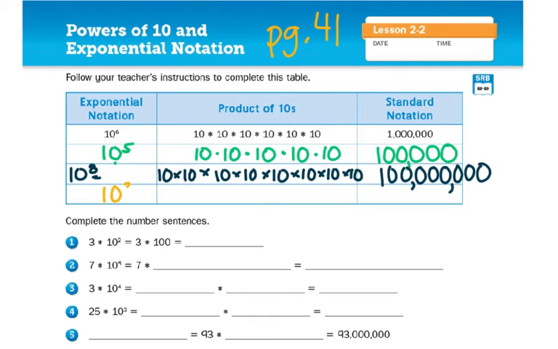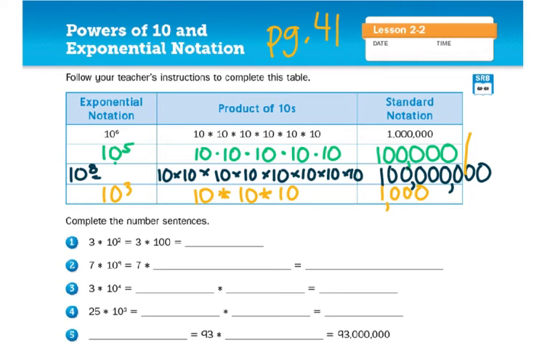And lastly, let's do 10 to the 3rd power, or 10 cubed. That means 10 times 10 times 10, which in standard notation would be 1 followed by 3 zeros, which would equal 1,000.